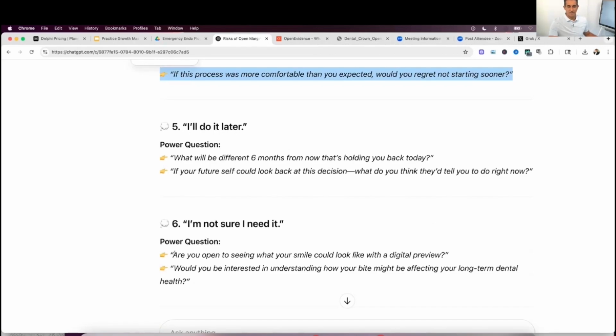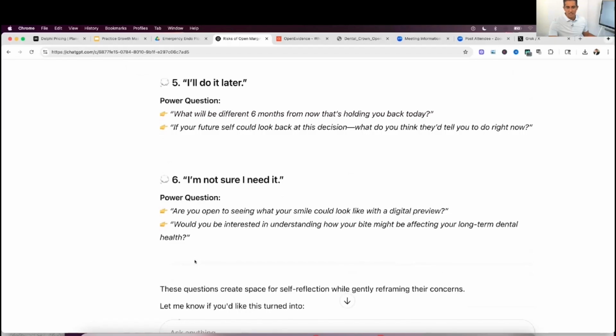Well, this is the best response to that. Are you open to seeing what your smile could look like with a digital preview? Okay, I like that one. There's some here I like, some I don't, right? Because if someone says, I'm not sure I need it, I'm not going to say, would you be interested in understanding how your bite might improve your long-term dental health?